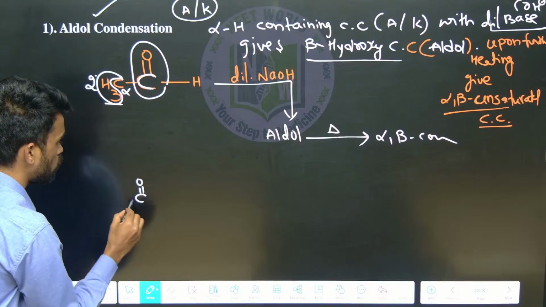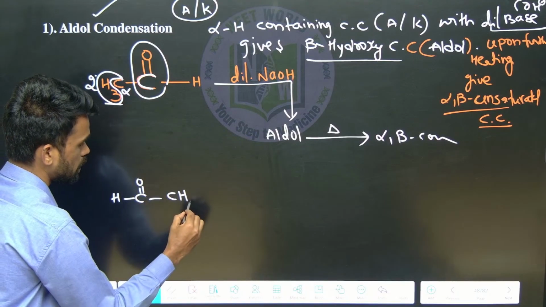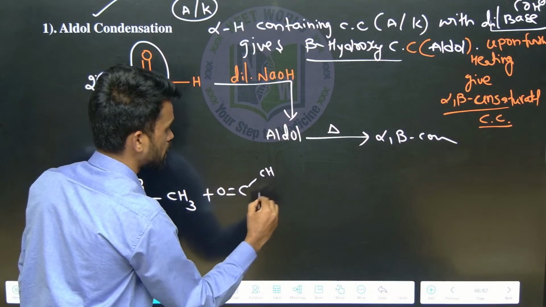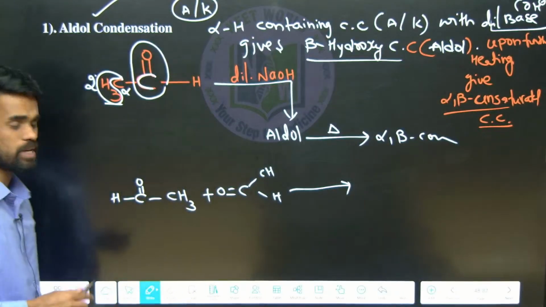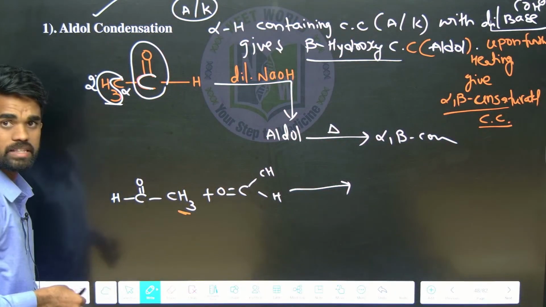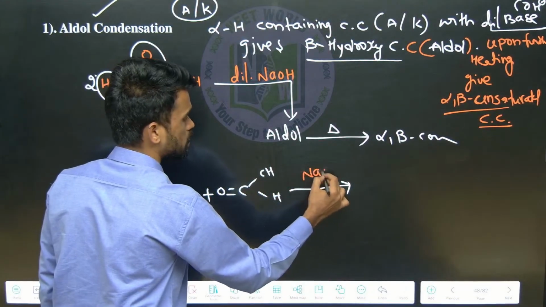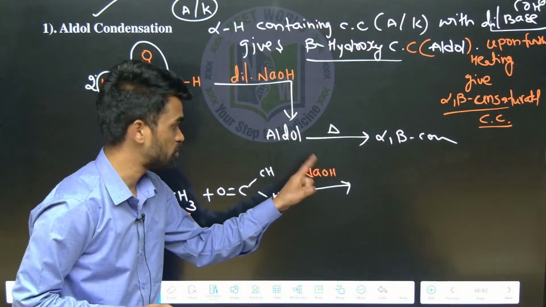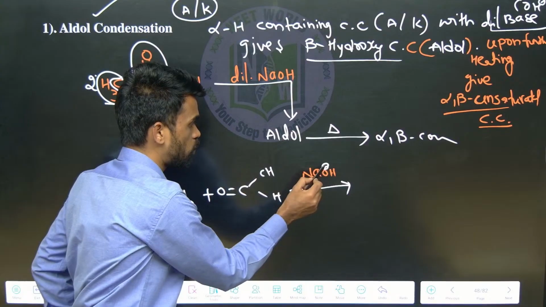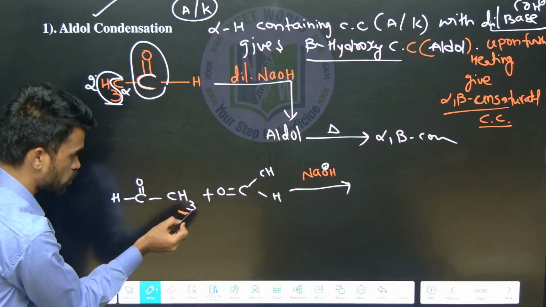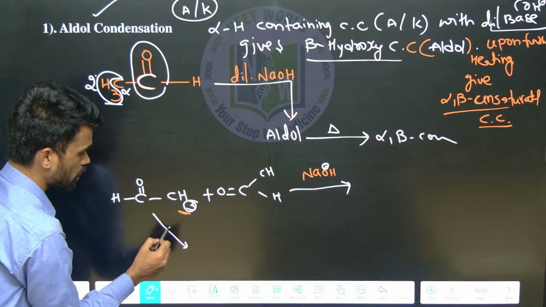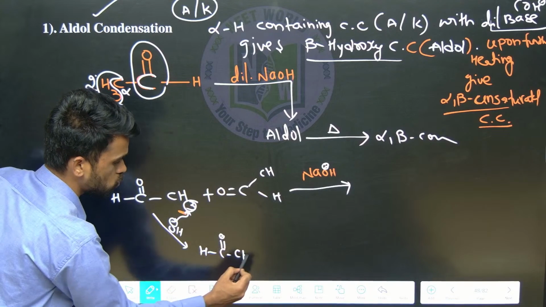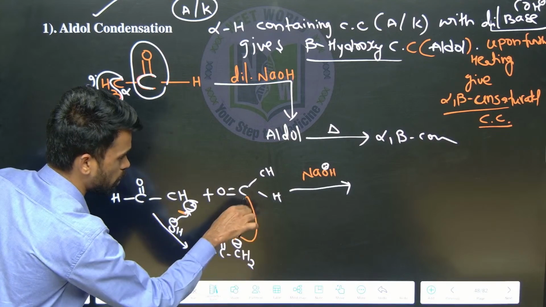CH3CHO plus CH3CHO. Now these alpha hydrogens are acidic. Whenever we are treating with base, this base abstracts the acidic protons. If I use NaOH base here, it abstracts one proton first. OH minus will take this acidic proton, so it forms HCO CH2 minus.